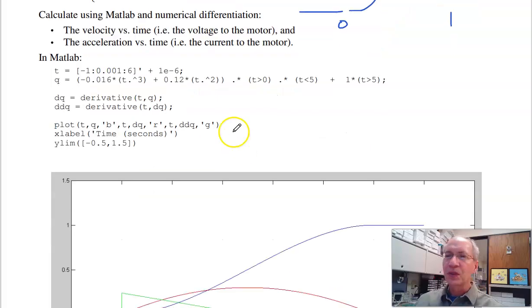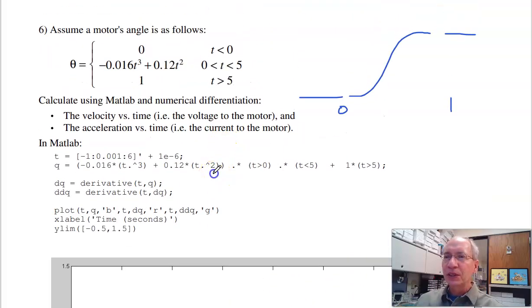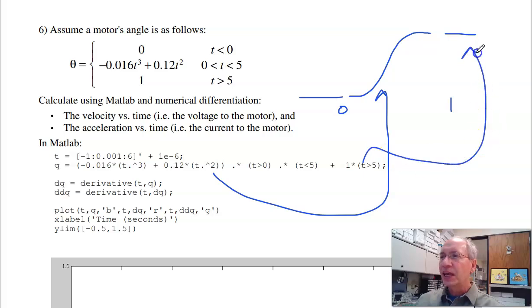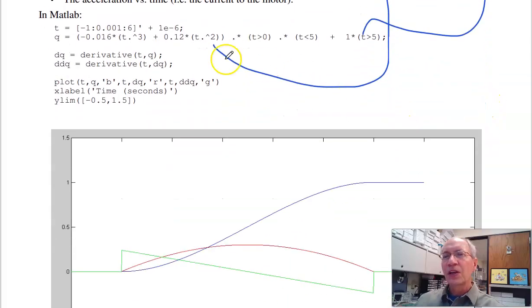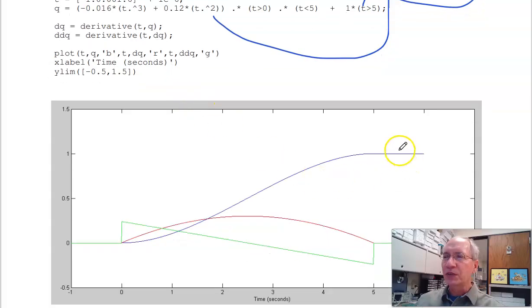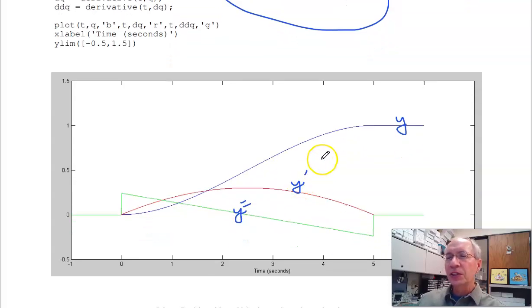Let's try it. Throw that in Matlab. So here's the equation between 1 and 5. Here's the equation after 1. Find the first derivative, find the second derivative. So again, here's y prime, y double prime. What you're seeing is when you take calculus, you'll learn the derivative of a cubic is a parabola. The derivative of a parabola is a line. If you haven't had calculus, not a problem. That's what Matlab's for.